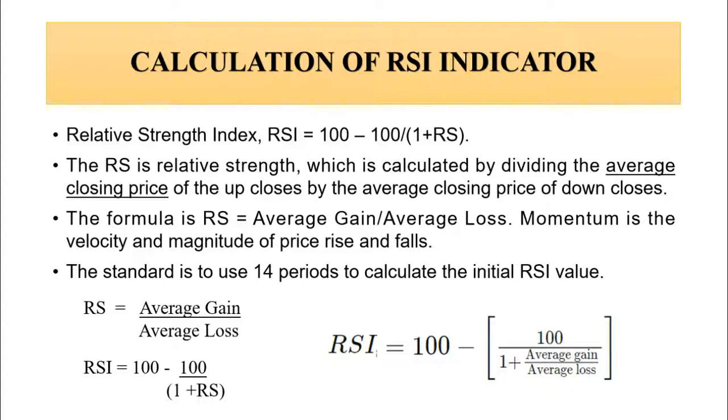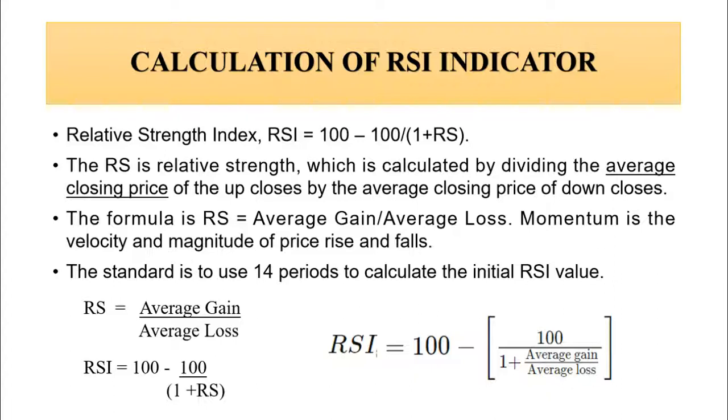So let's look at that properly. So the formula for the relative strength is average gain divided by average loss. So the momentum is the velocity and the magnitude of the price rises and falls. So it considers only the velocity and the magnitude.